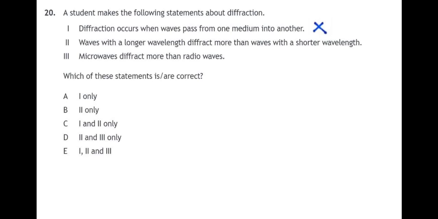The person that made that statement was thinking about refraction. 2. Waves with a longer wavelength diffract more than waves of a shorter wavelength. That is true. And microwaves diffract more than radio waves. Radio waves have the longest wavelength of all of the electromagnetic spectrum waves, and therefore of all the electromagnetic waves, radio waves diffract the most. So the only one which is correct is answer B, or is answer 2, which is answer B.